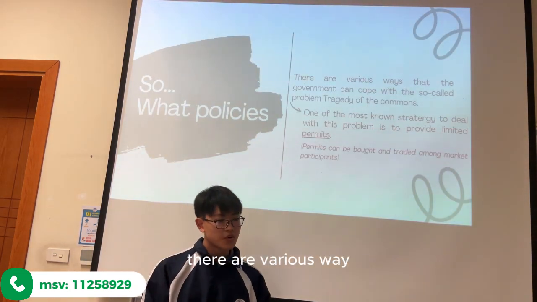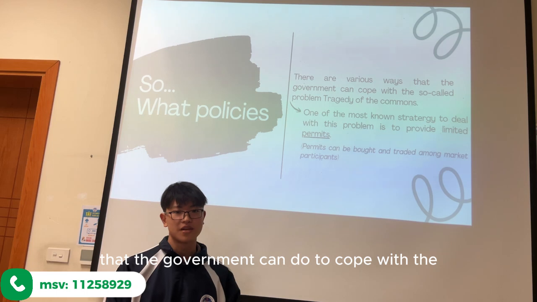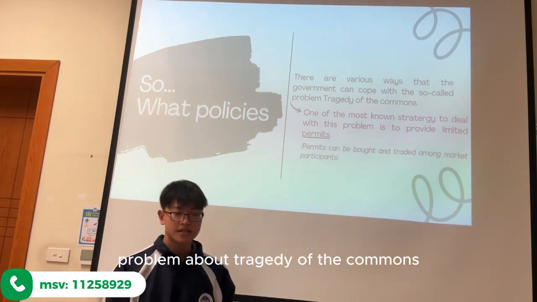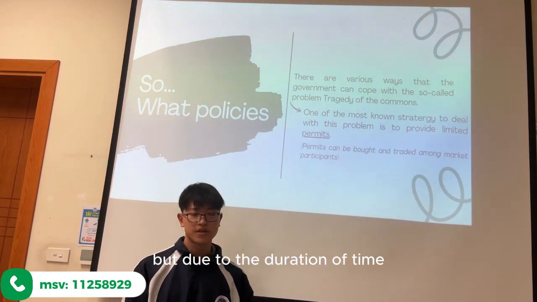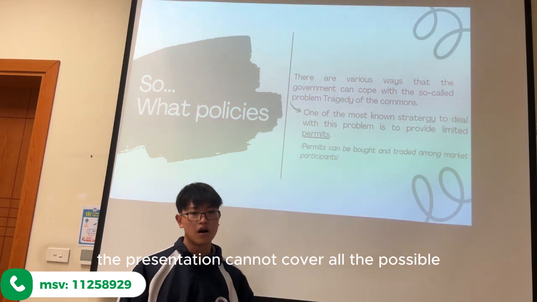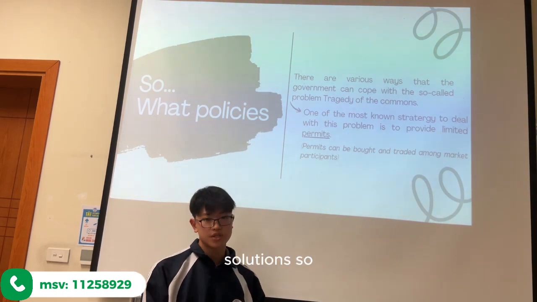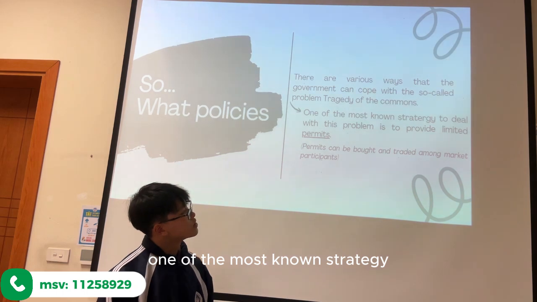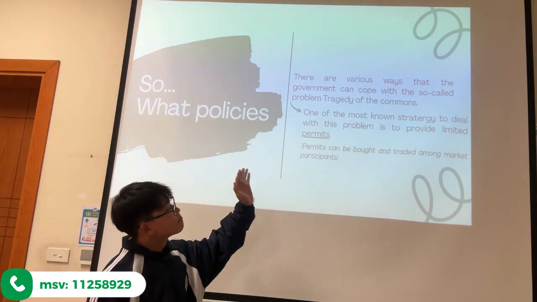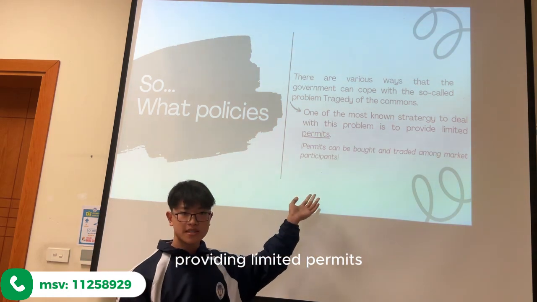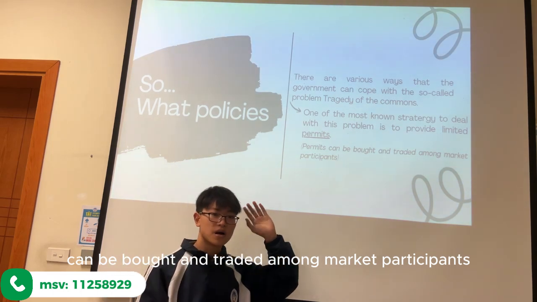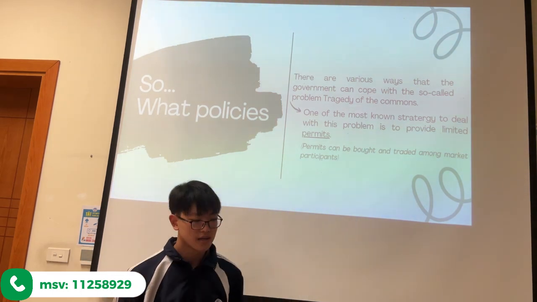There are various ways that the government can cope with the problem of the tragedy of the commons. But due to the time duration of the presentation, we cannot cover all the possible solutions. So one of the best known strategies to deal with this problem is providing limited permits. We must note that these permits can be bought and traded among market participants.